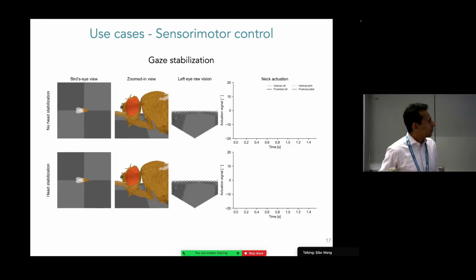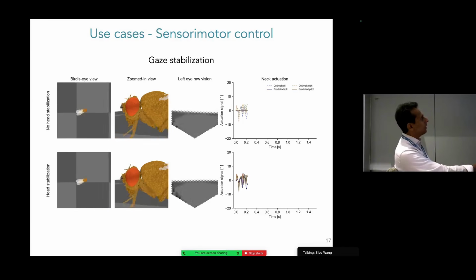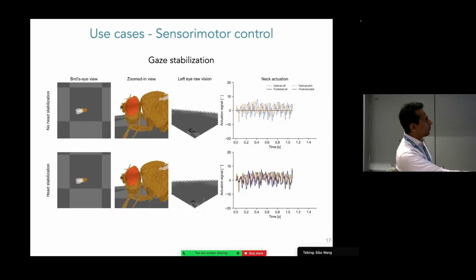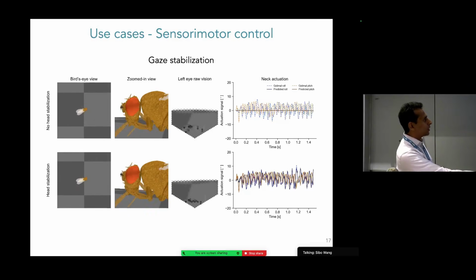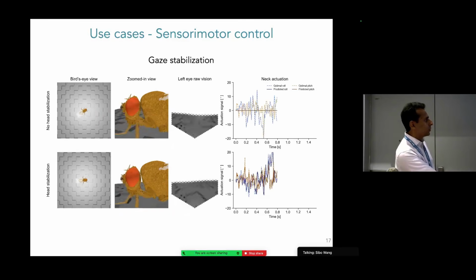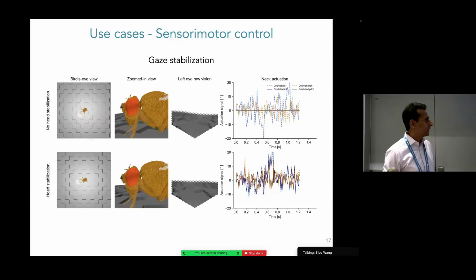We also incorporated head stabilization. If we observe our initial model walking through even flat terrain, we see that the raw visual experience is quite turbulent, but we can actuate the neck to try to reduce the turbulence in the way that a real insect would try to do as well.